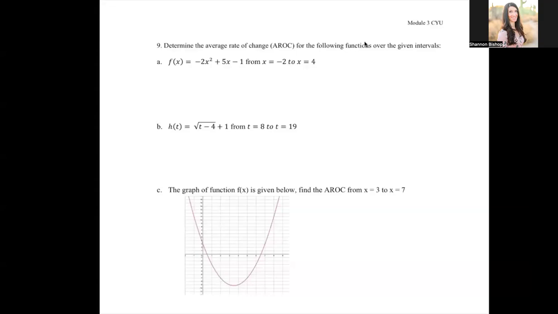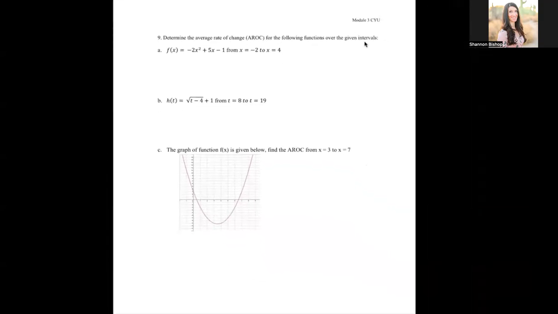Okay, so for question 9, we're asked to find the average rate of change, or AROC, for the following functions over the given intervals. So for part A, we're given a quadratic function for f of x, and we're finding the AROC from x equals -2 to x equals +4.